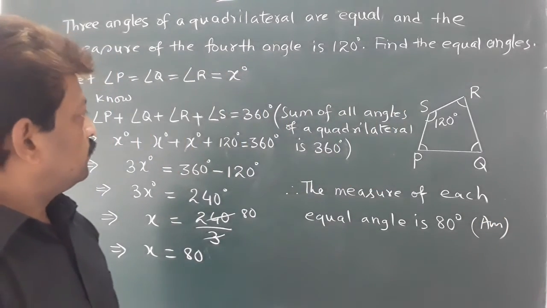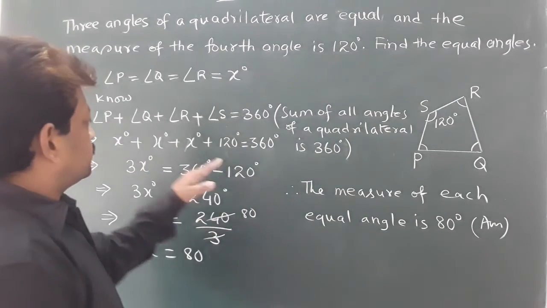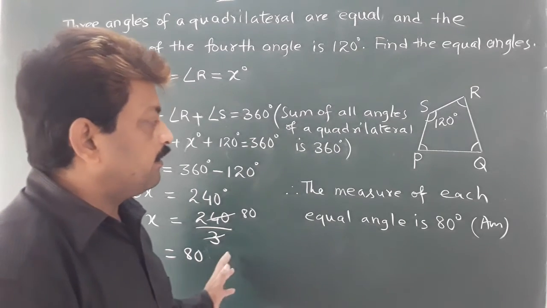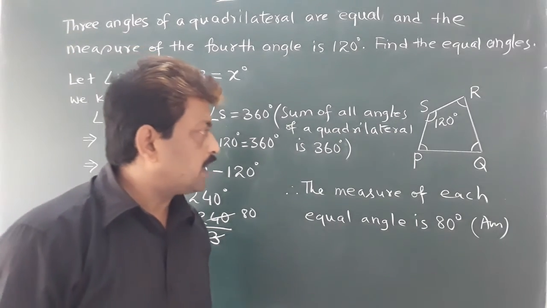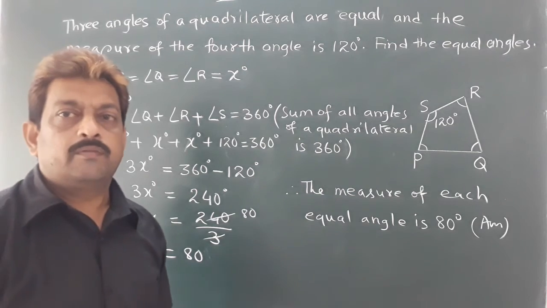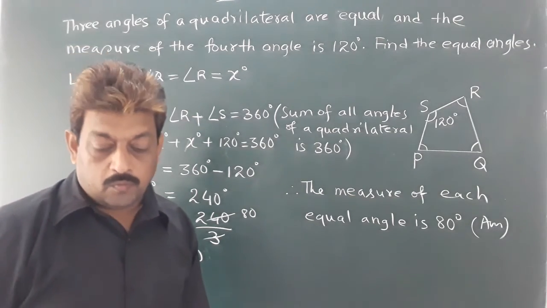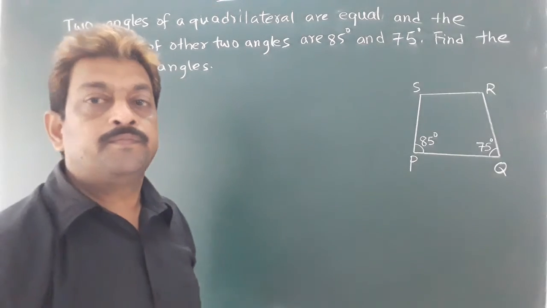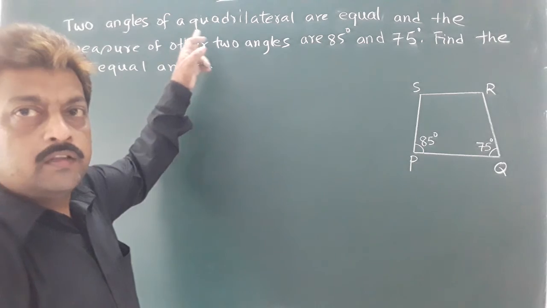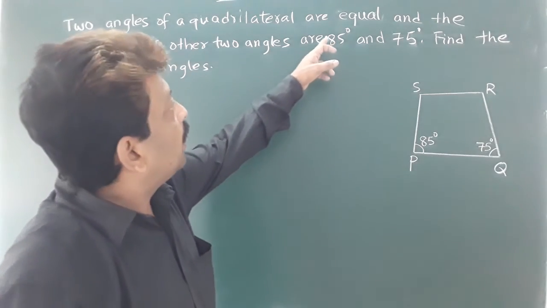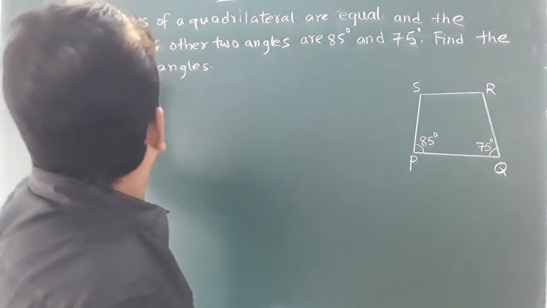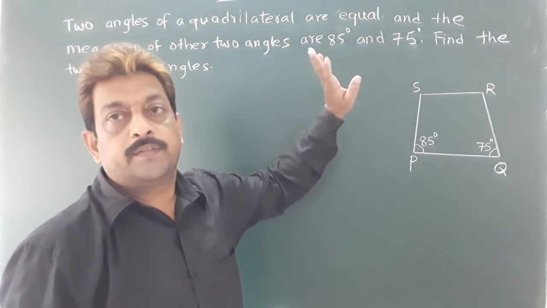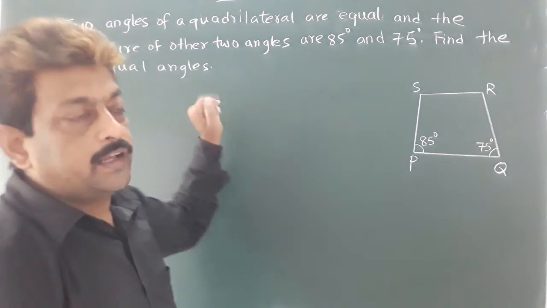Okay, so I have taken all the equal angles as X and then applied the angle sum property of a quadrilateral to get the value of X. So this is the answer. In this way we can solve these types of sums. One more question. The question is, two angles of a quadrilateral are equal and the measures of the other two angles are 85 degrees and 75 degrees. Find the two equal angles.